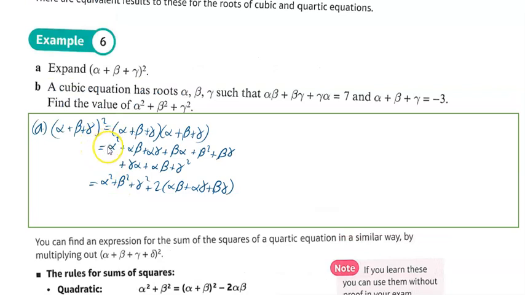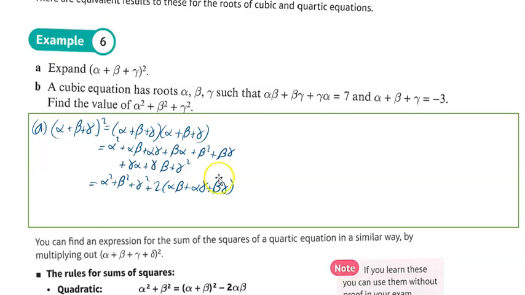You've got alpha squared plus, then it's multiplied all the terms in the bracket by the alpha. So alpha squared plus alpha beta plus alpha gamma. Then multiplied all these terms by the beta. So I've just got beta times the alpha, beta squared, then beta gamma. Then I've multiplied all the terms in this bracket by the gamma. Gamma times alpha, plus, that should be gamma times the beta, I'll just change that one now, plus the gamma squared.